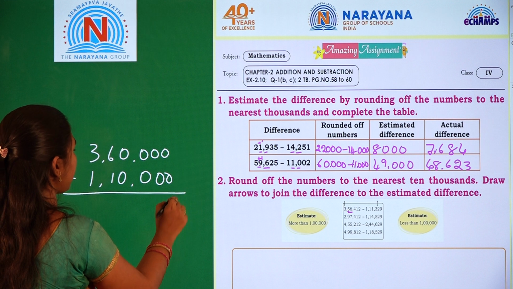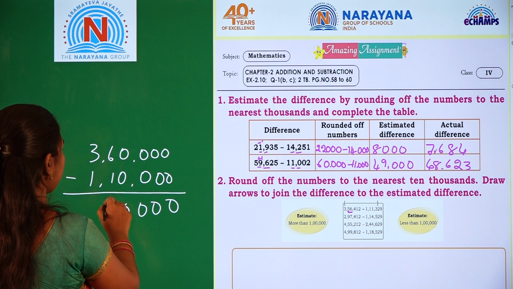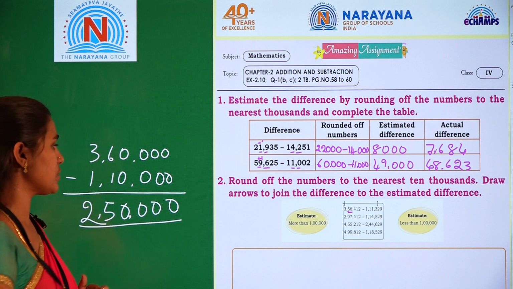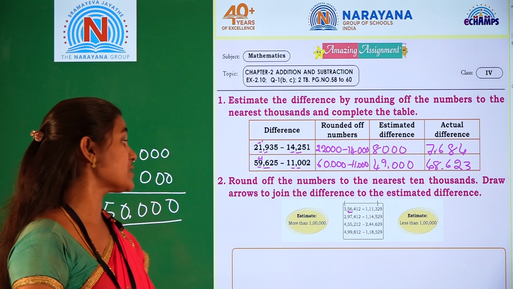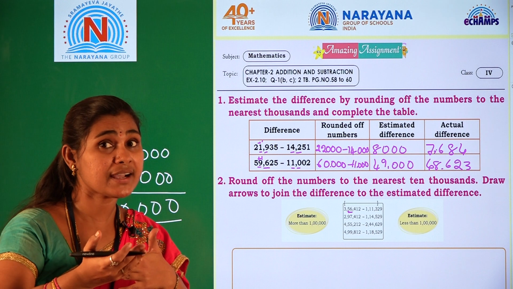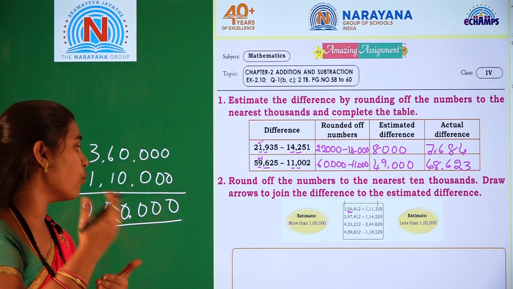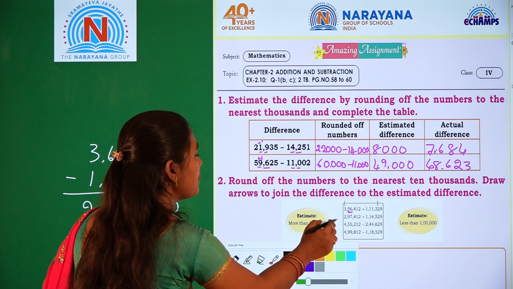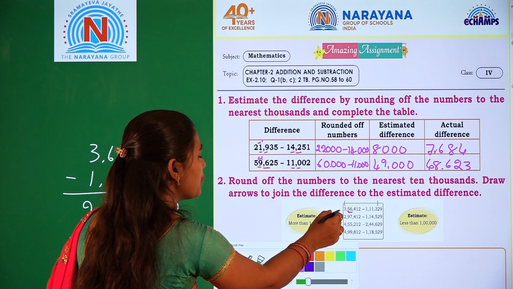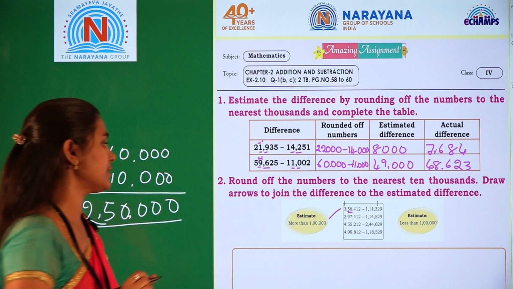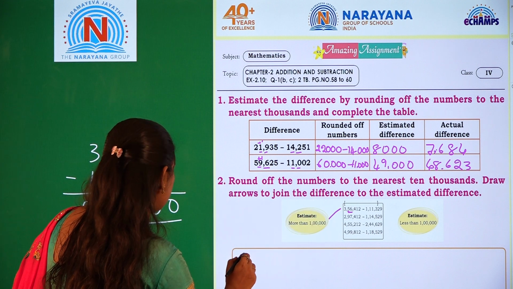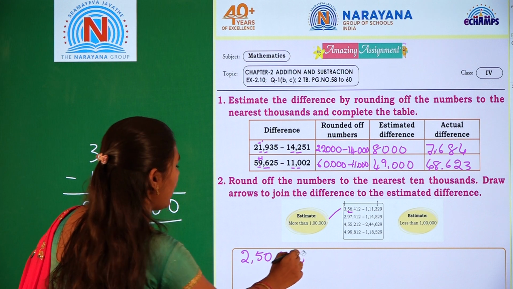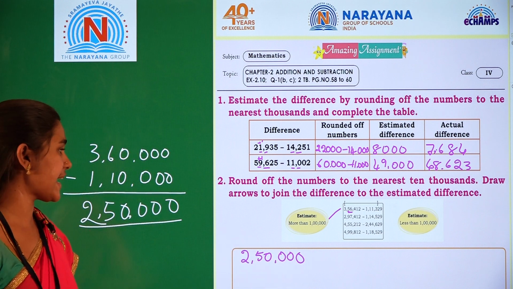Now go for the subtraction of these. 3 minus 1 is 2. 2,50,000. Is 2,50,000 more than 1 lakh or less than 1 lakh? More than 1 lakh. We have to match this question to more than 1 lakh, and you should write the answer in the first box. I hope you understood. Go for the second one.